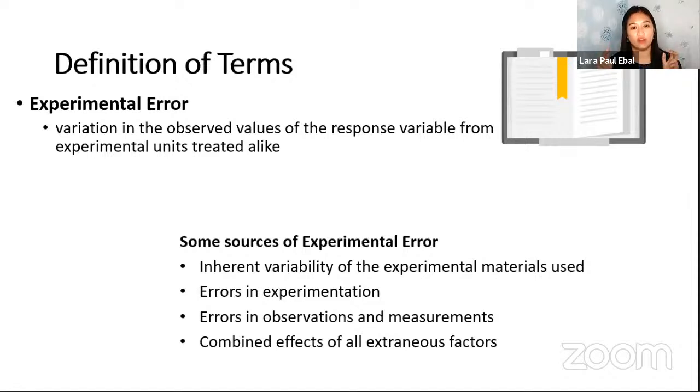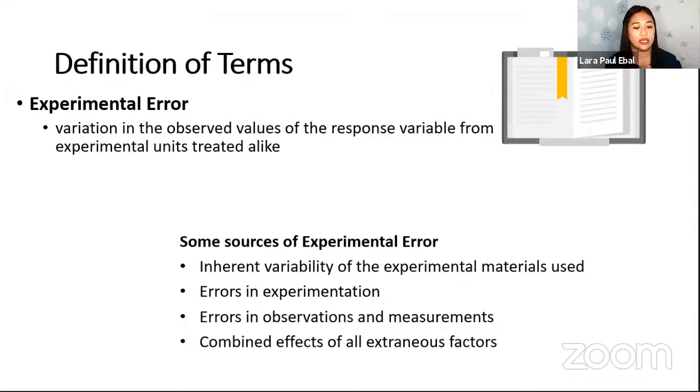Okay, so we need to have a measure of experimental error. That's why we need to come up with many experimental units or replicates. Why? Even if we try to control, and even if we try to only apply one kind of treatment level in several experimental units, they still differ because of some reasons.